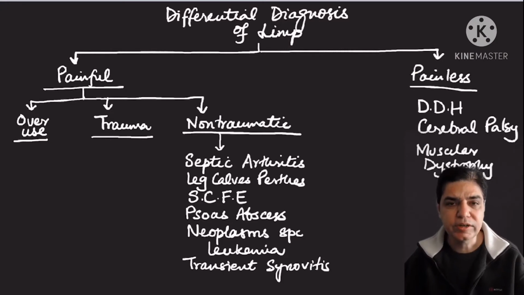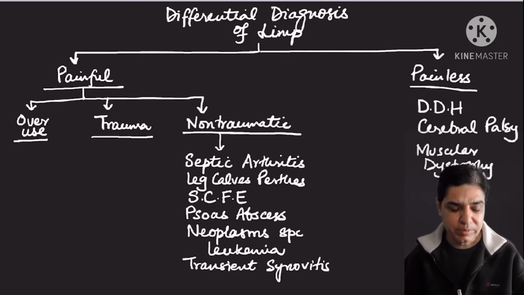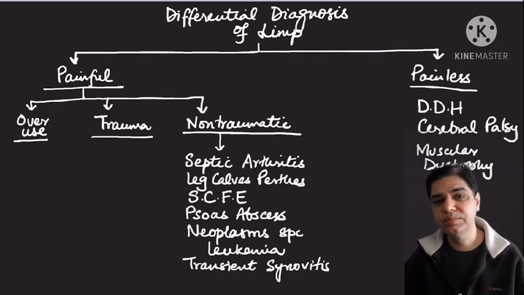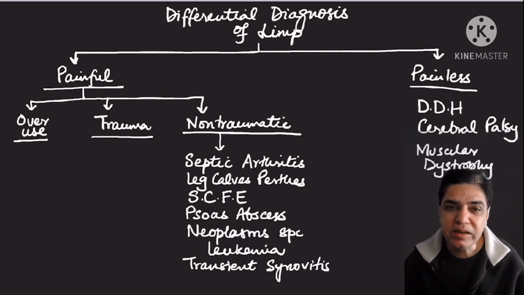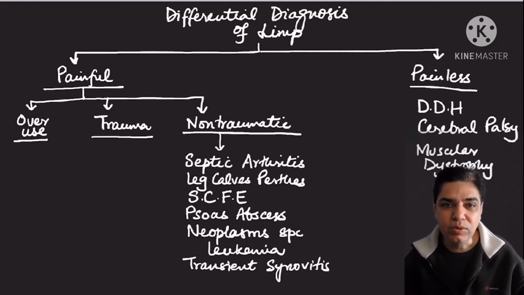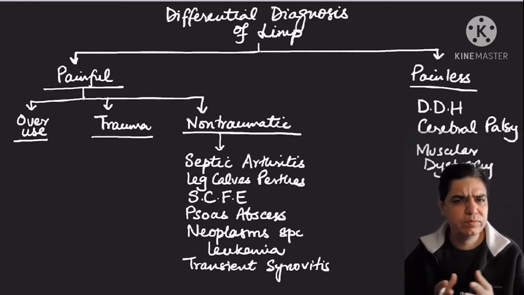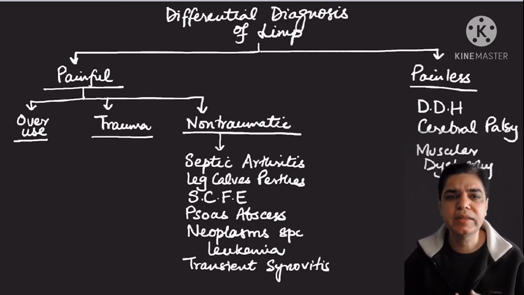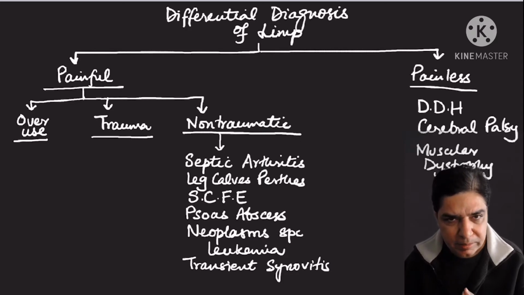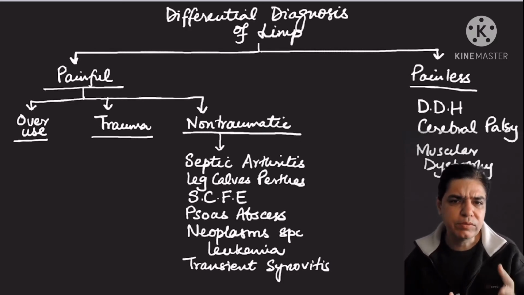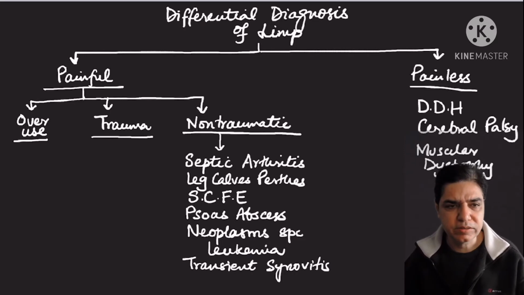So the differential diagnosis of a limping child can be very simply divided into two categories: whether that limp is painful or whether that is painless. It's very important, because if a child is limping and he says he's got pain somewhere along that lower limb, then that by definition becomes a painful limb. But if the child is not bothered with the limp, I mean he's limping but he's not complaining of any pain, then that would be called a painless limp. So let's start with painful limp, which is more common as compared to the painless limp.